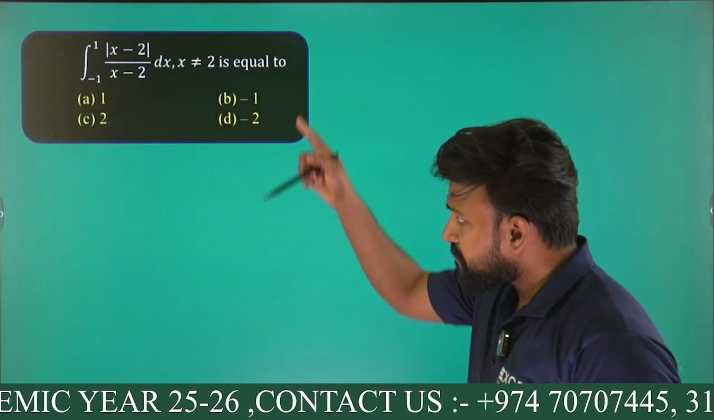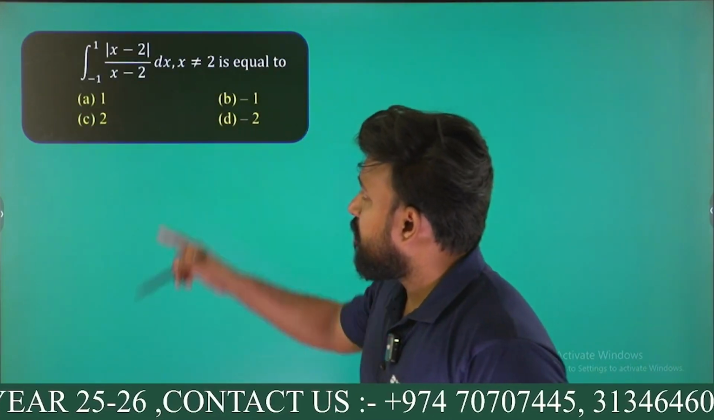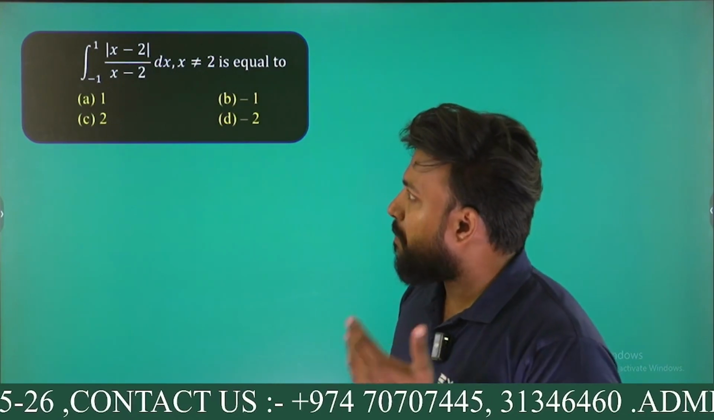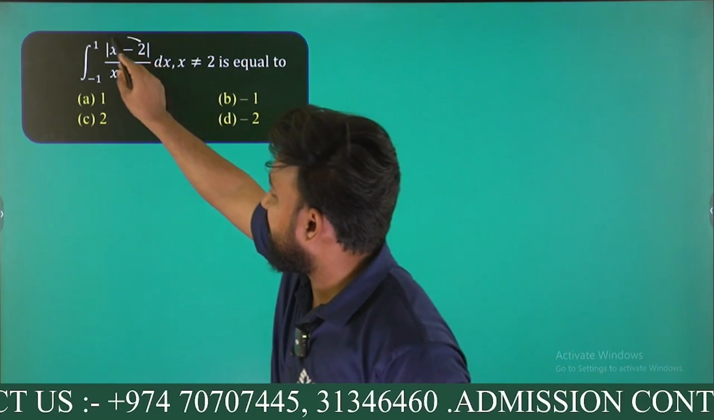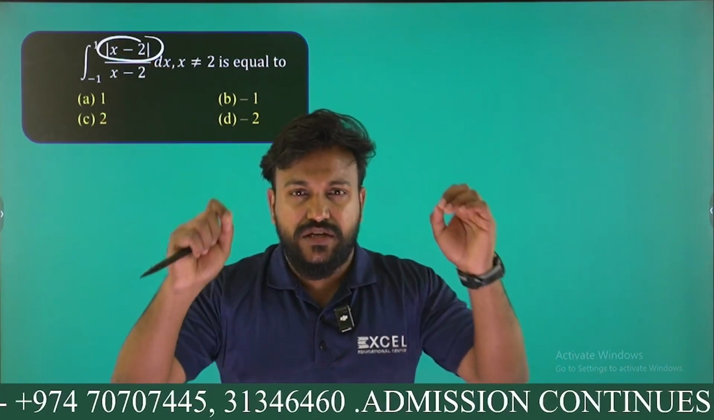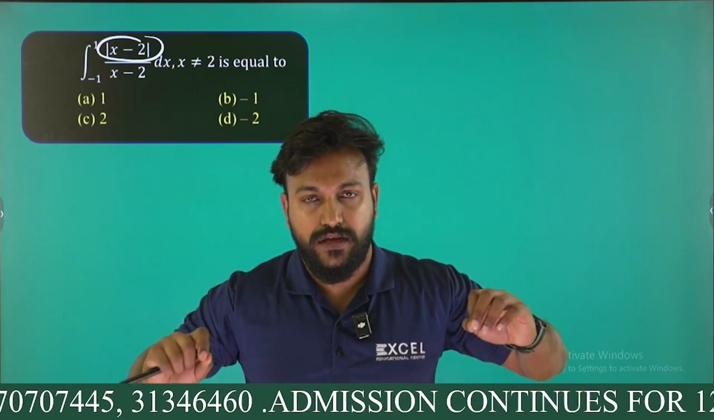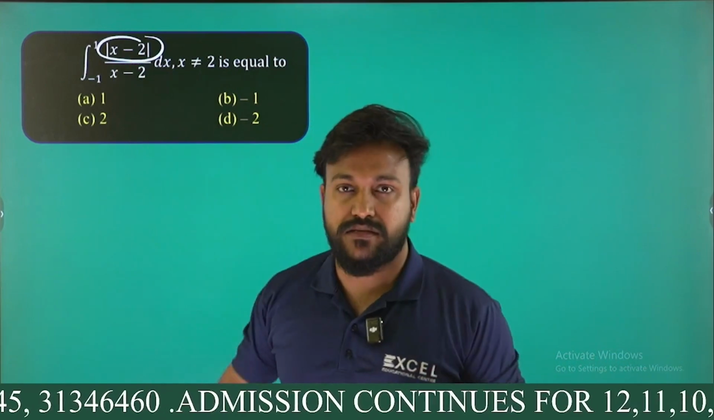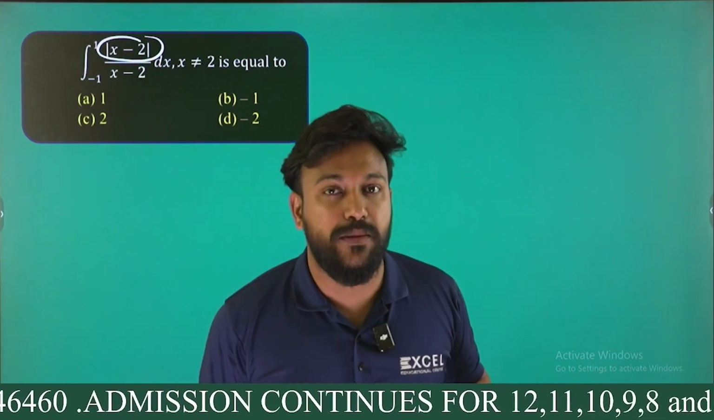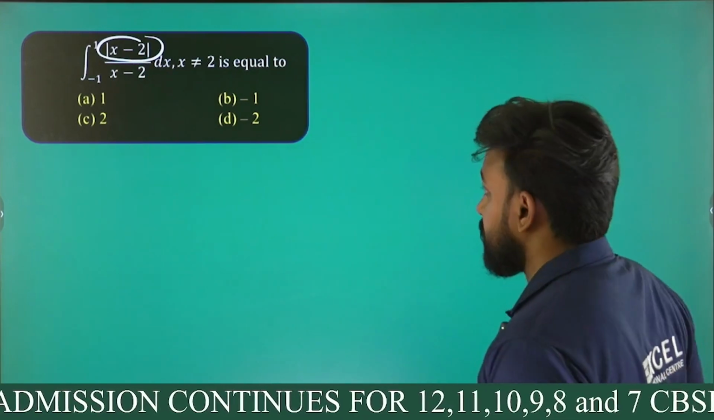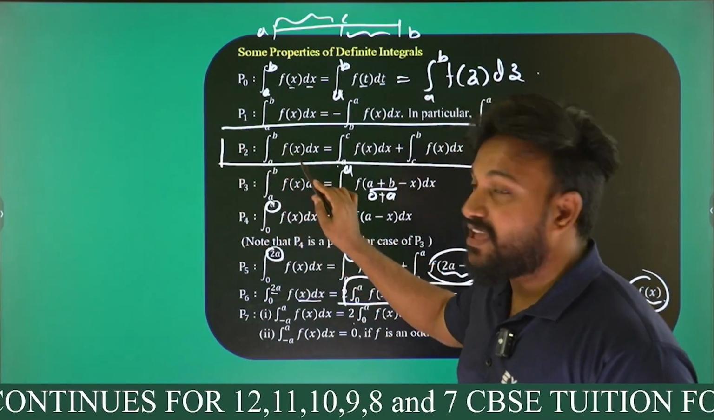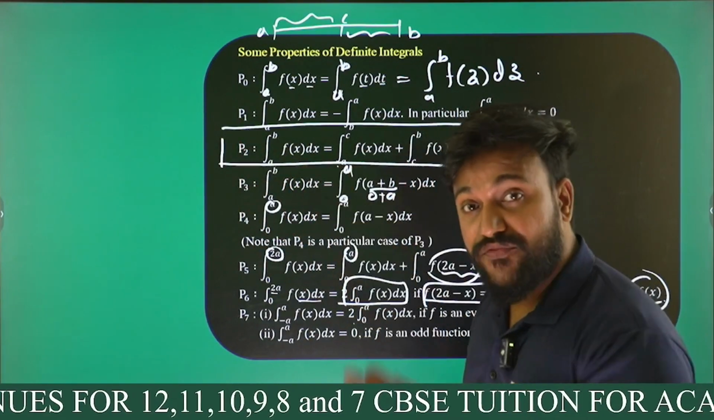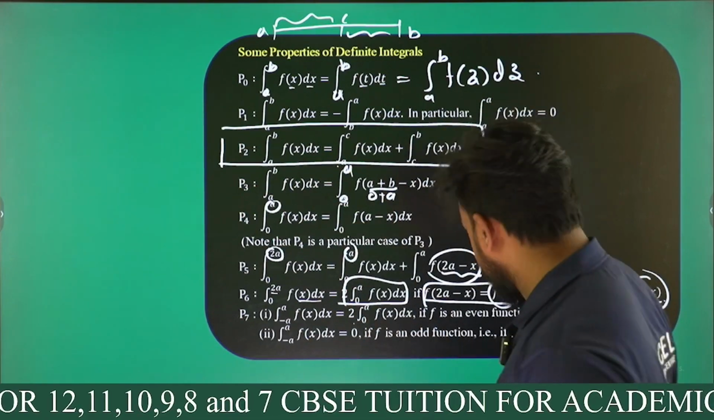So here, integral from minus 1 to 1 of mod of x minus 2 by x minus 2 dx. We need to integrate it. We never integrated mod x. If you get a question in integrals with mod x, that is definitely using a property. Which property? Property 2: integral a to b f of x dx is equal to integral a to c f of x dx plus integral c to b f of x dx.